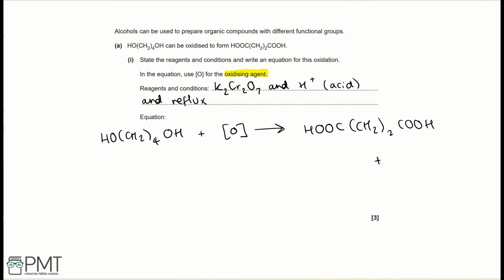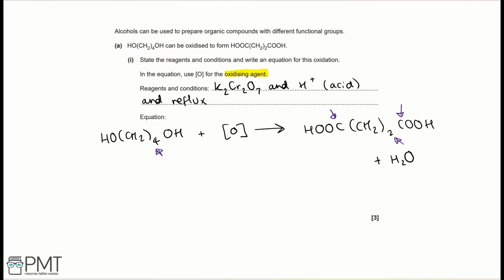So we form water. Now we need to look at what's changed in the reactants and products. If we look at the carbons, it might seem like we've got different numbers of carbons because we've got 4 here, but we've got 2 here. But this 2 is not including this carbon and this carbon. So we still have 4 carbons.